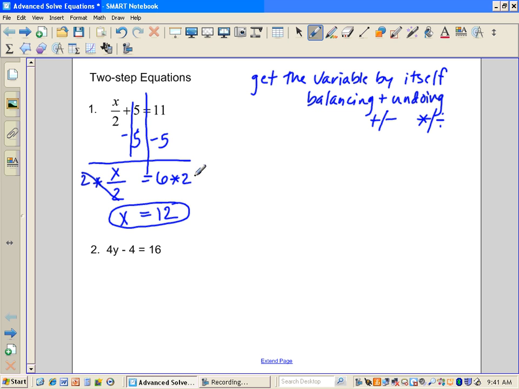If I want to do a quick double check, I just plug in 12 here for x. 12 divided by 2 is 6. 6 plus 5 is 11. So that checks out great.